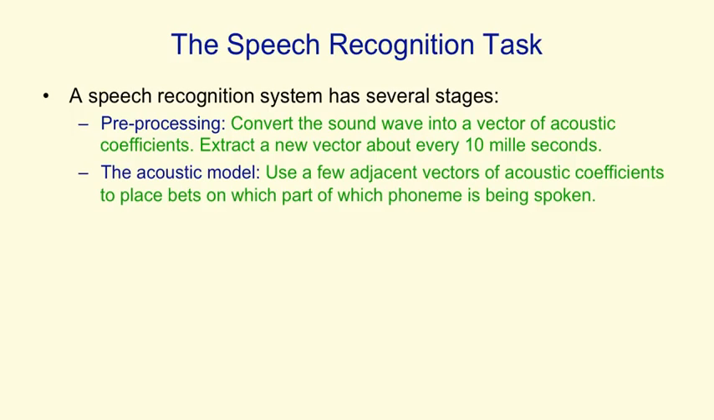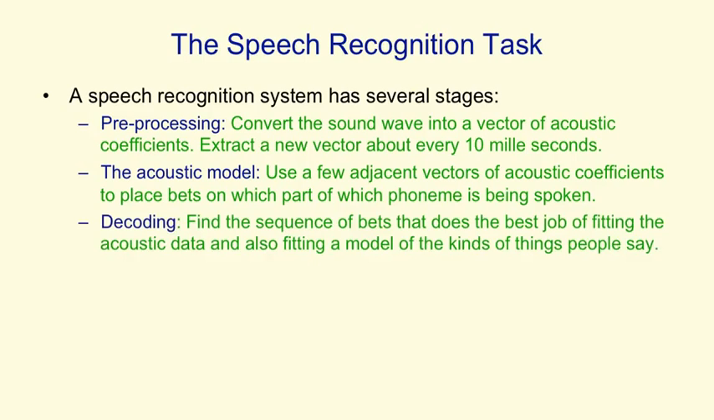So they look at this little window, and they say, in the middle of this window, what do I think the phoneme is, and which part of the phoneme is it? A good speech recognition system will have many alternative models for a phoneme, and each model might have 3 different parts. So it might have many thousands of alternative fragments that it thinks this might be, and you have to place bets on all those thousands of alternatives. Once you've placed those bets, you have a decoding stage that does the best job it can of using plausible bets, but piecing them together into a sequence of bets that corresponds to the kinds of things that people say.